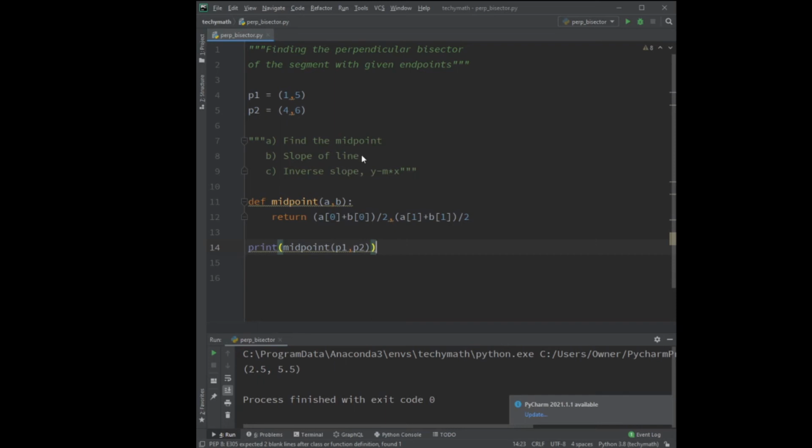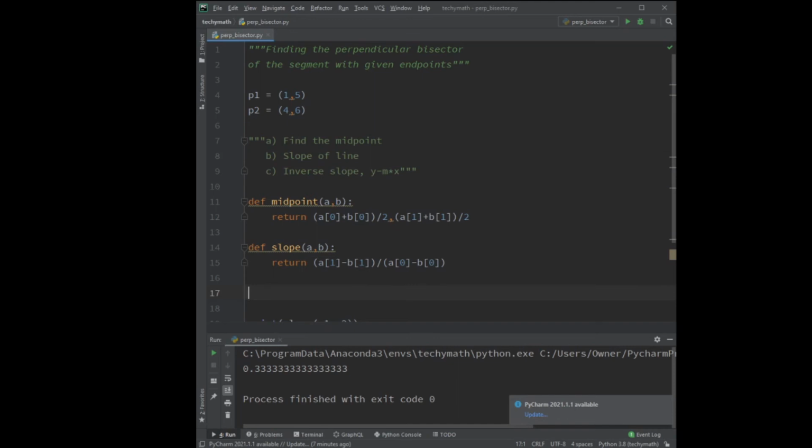Next, find the slope of the line between the 2 points. We'll write a function called slope of 2 points, and we'll use the rise over the run, the difference in the y values divided by the difference in the x values. This should give us the slope. Let's print it out and run it. 1/3. Yep.